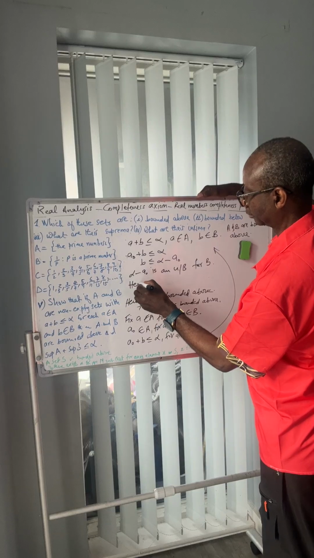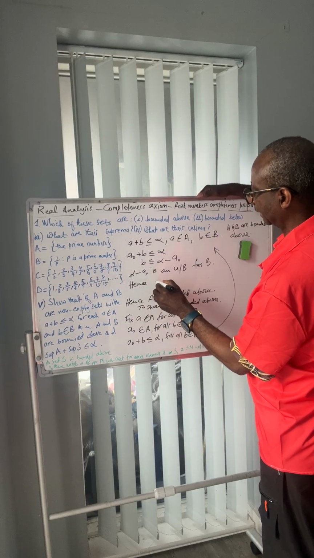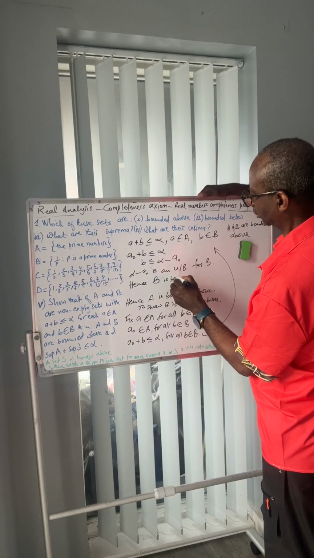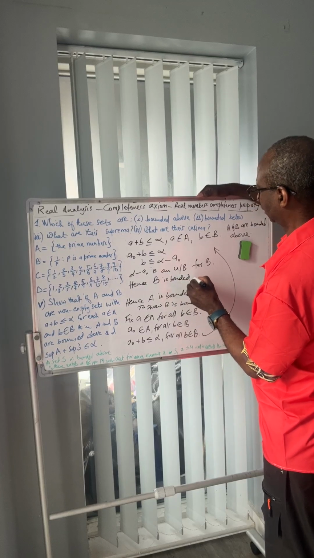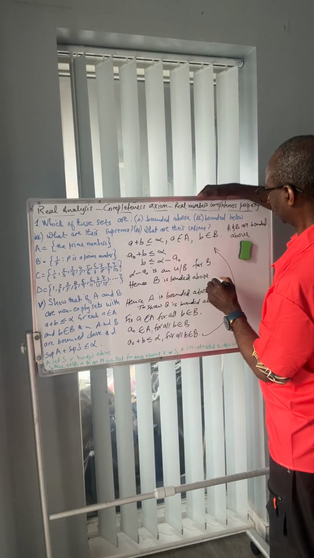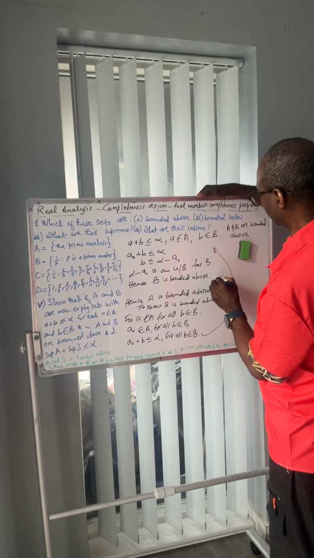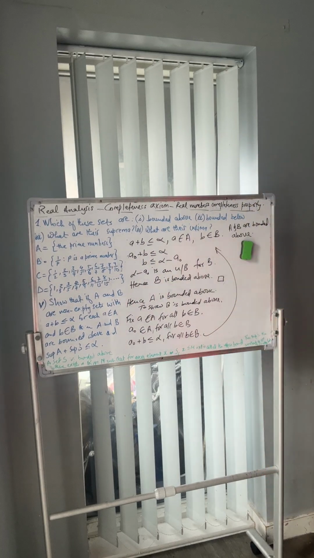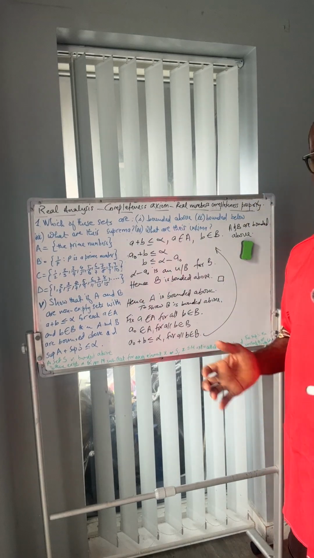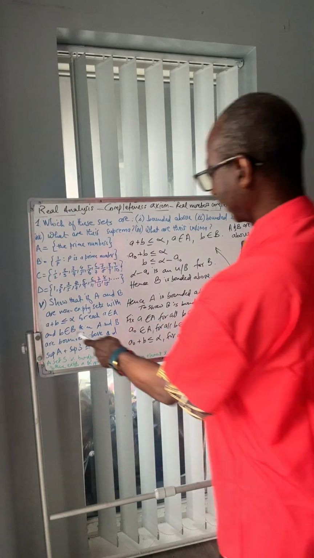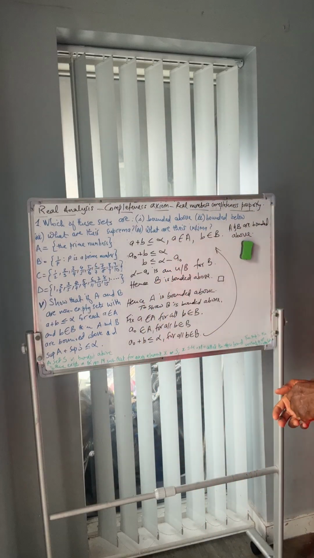Hence, B is bounded above. When you complete a proof in maths, you put this symbol to say that's the end of the proof. So that is what you get for this part A. You have proven that set A and set B are bounded above.